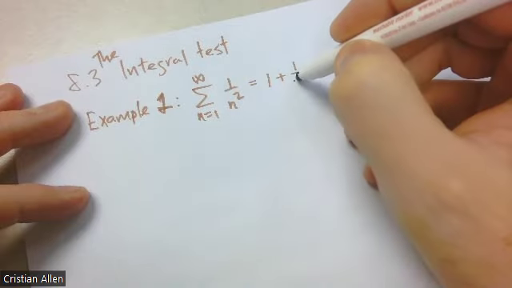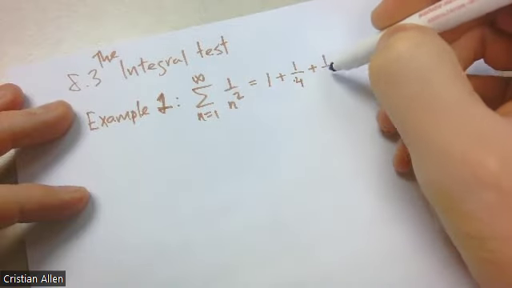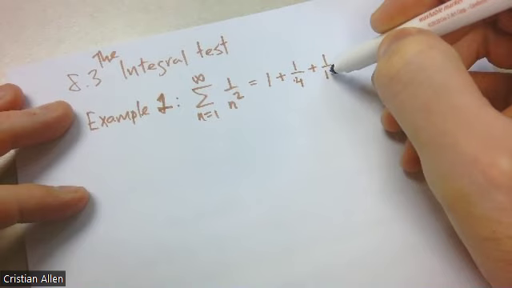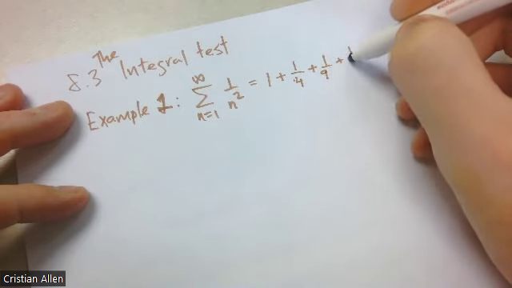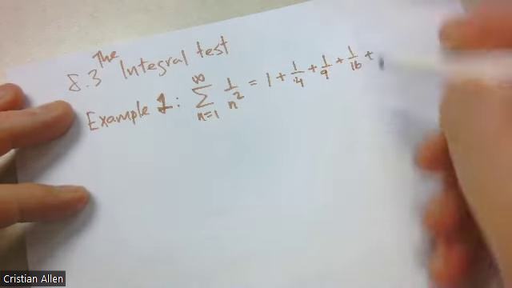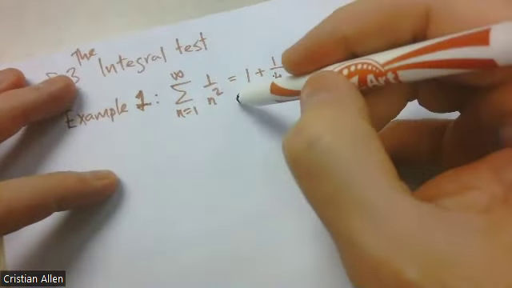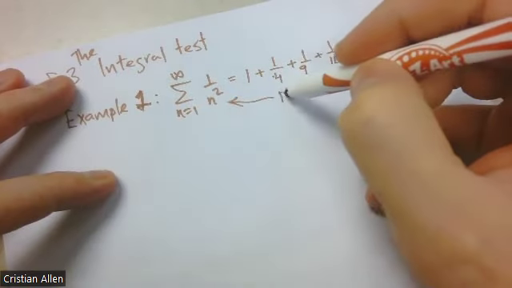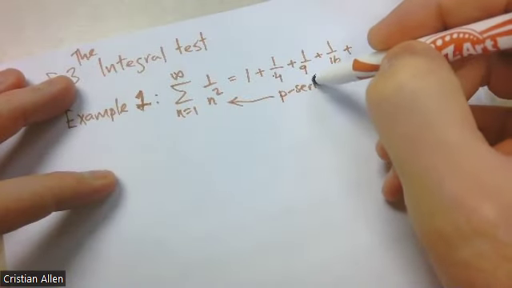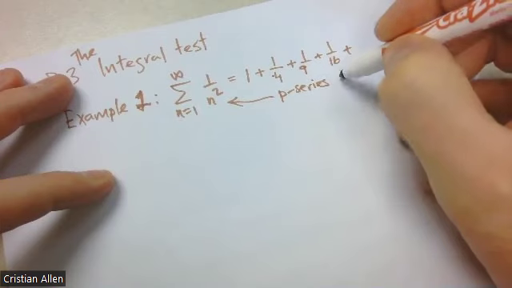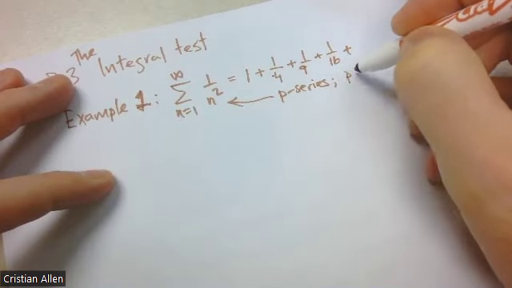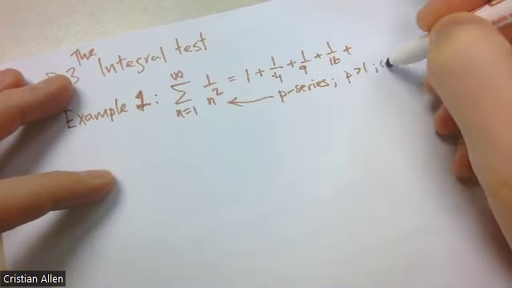Okay, so 1/4, 1/9, excuse me, 1/16. Okay, we haven't seen that as often as the others, but what we do know is that this is a p-series. So just from our other knowledge, this is a p-series with p greater than 1. So we know that this converges.